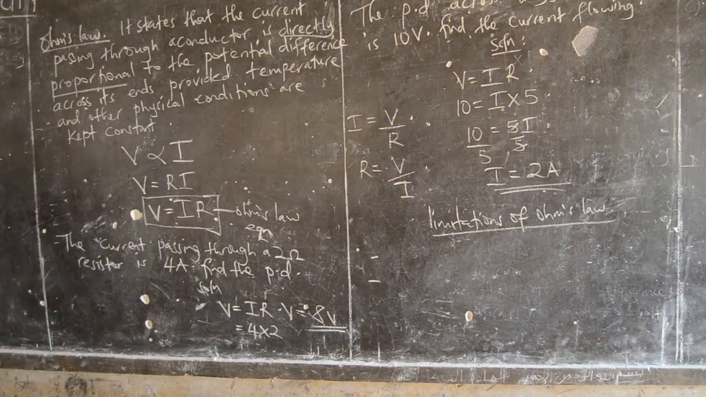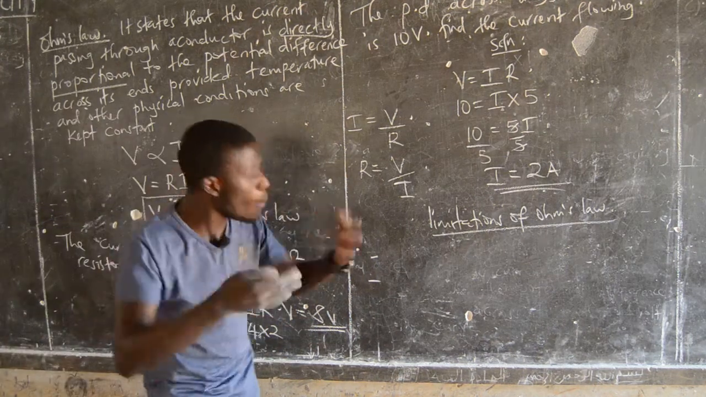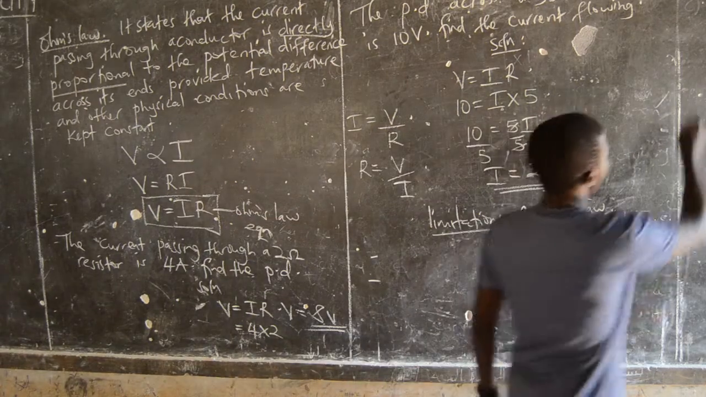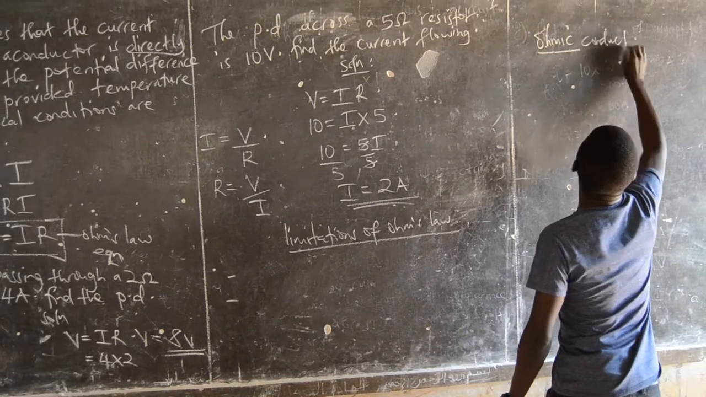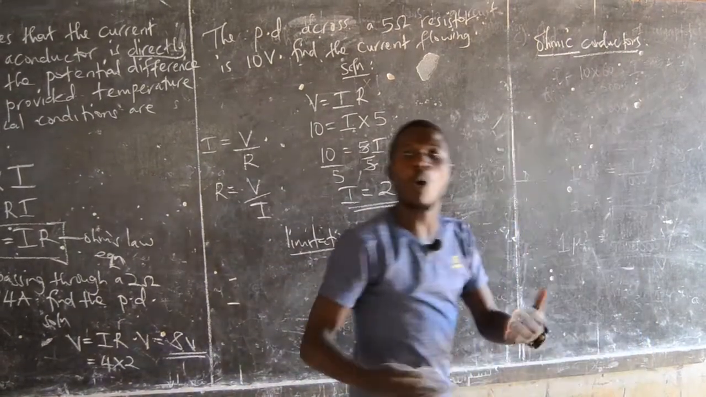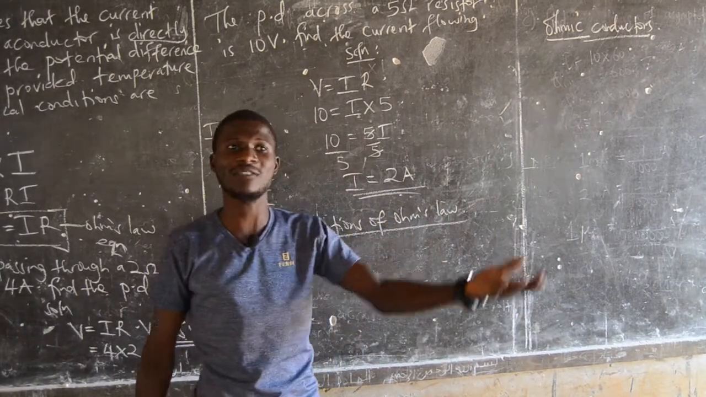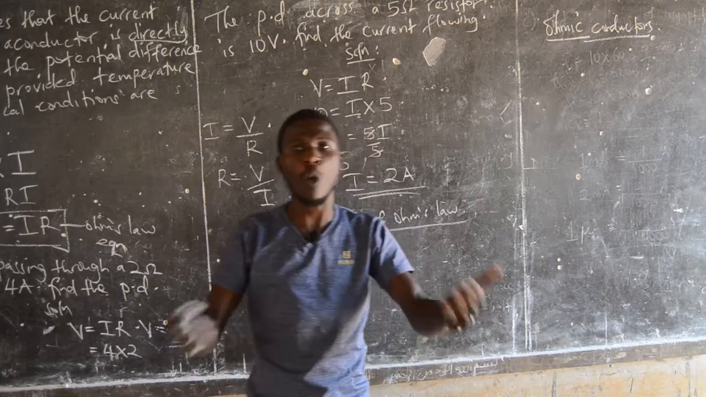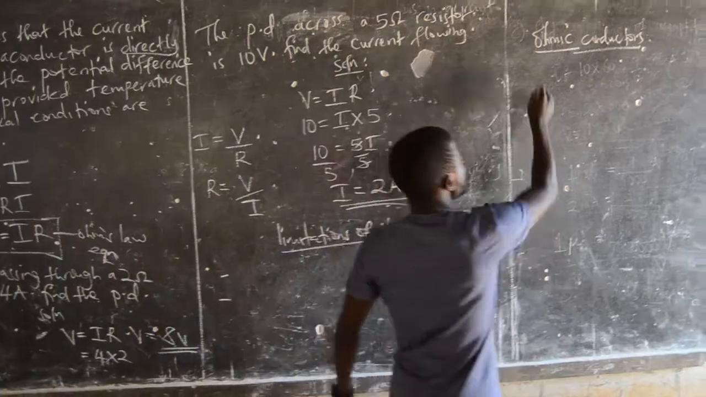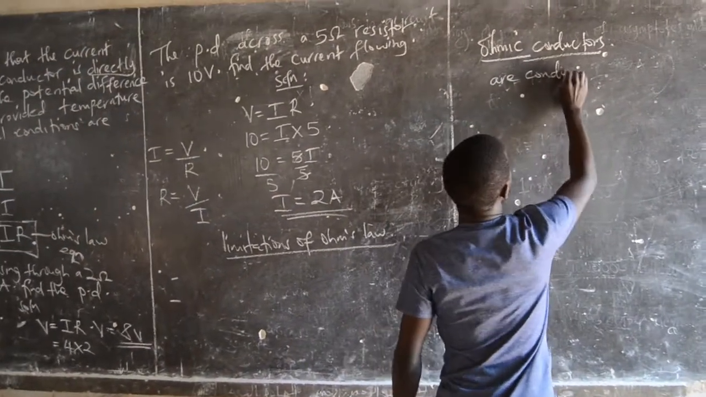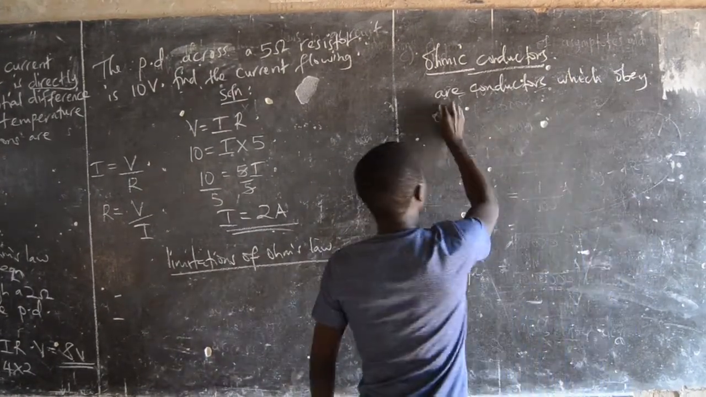And then we have what we call the ohmic conductors and the non-ohmic conductors. Like you see the word ohmic. Are we together there? Ohmic conductors. This means that these are conductors which obey Ohm's law. That's why we call them ohmic conductors. For example, metals, and some of the pure metals we have like iron, zinc, copper. Those ones obey Ohm's law. It's a simple definition. Ohmic conductors are conductors which obey Ohm's law.